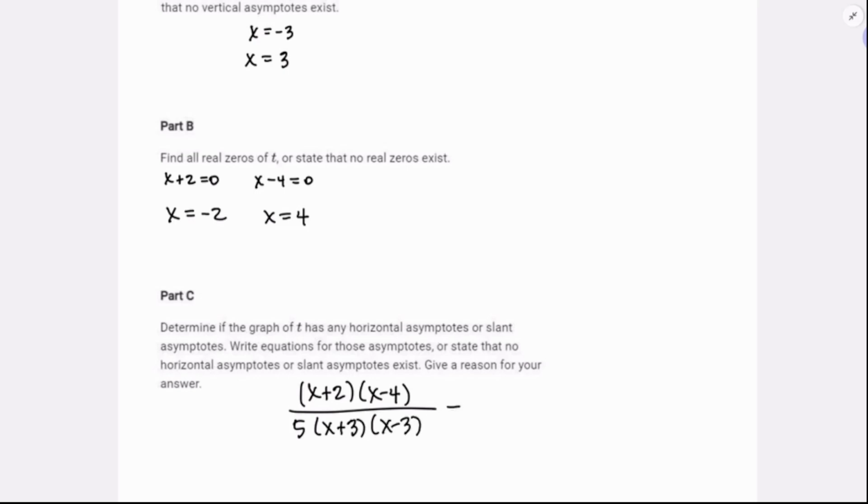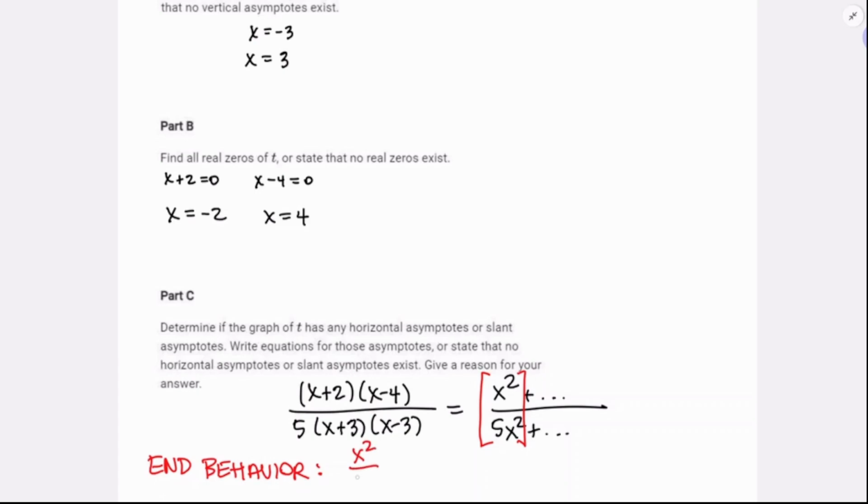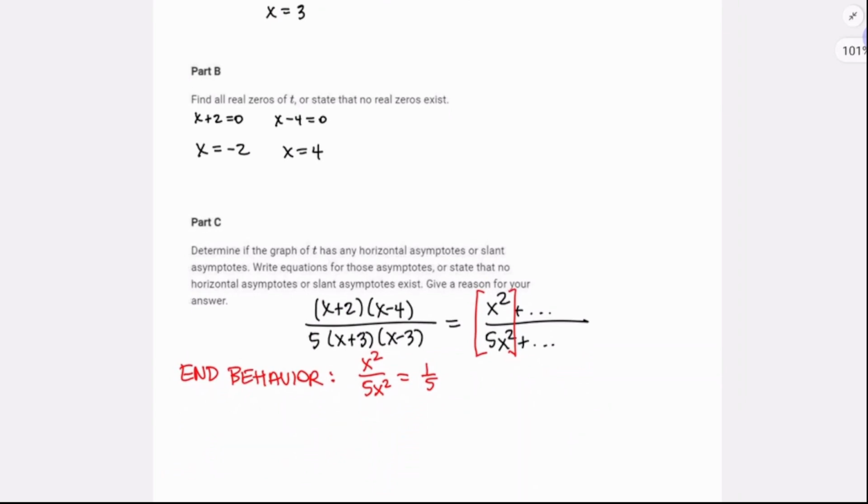Okay, if I was to distribute this out, I would have x squared and other stuff. I could easily find it, but I don't need to, and that's kind of my point here. The denominator would be 5x squared plus other stuff. If we were interested in the horizontal asymptotes, we would grab the leading terms and say the end behavior of t of x is going to be determined by x squared over 5x squared, which is 1/5. All right, so the horizontal asymptote is y equals 1/5.